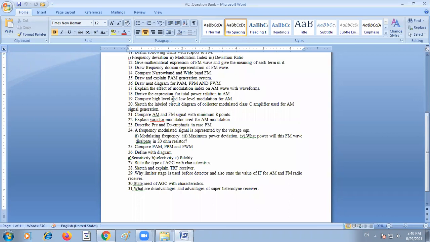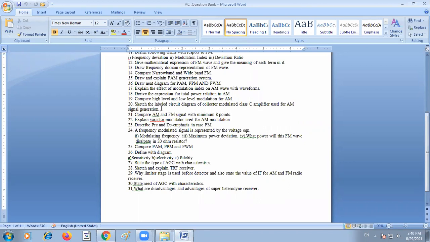And the 18th one is derive the expression for low level modulation, high level and low level modulation for AM. And the 20th is sketch the labeled circuit diagram of collector modulated class C power amplifier AM signal generation. That is, the 20th question is straight away can explain about the collector modulated method of AM generation.